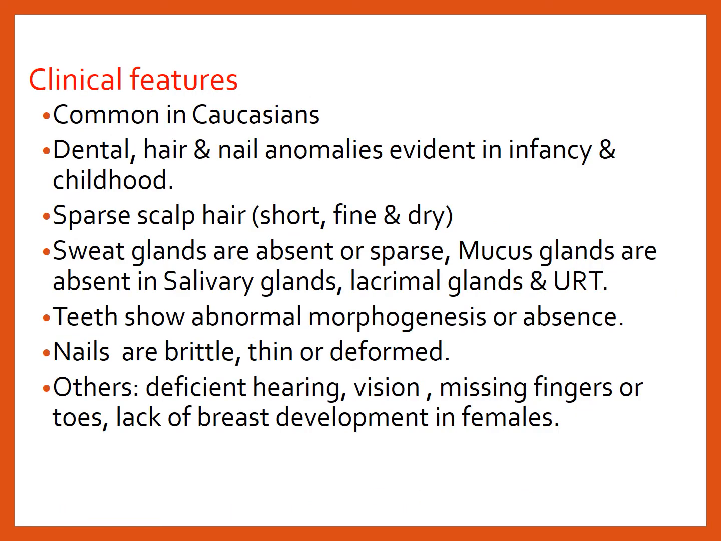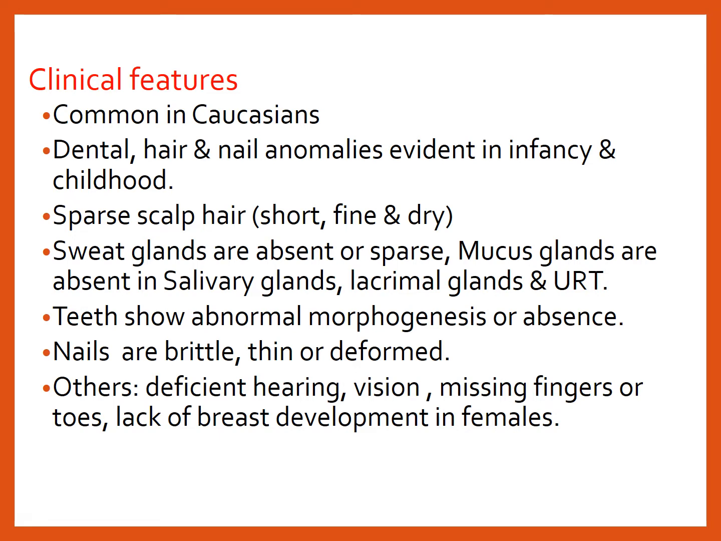The clinical features are generally common in Caucasians. Dental, hair and nail anomalies are evident in infancy and childhood. As you understand, all of these are ectodermal derivatives. A sparse scalp hair, which is short, fine, and dry. Sweat glands are absent or sparse. Mucus glands are absent in the salivary glands and lacrimal glands, as well as the upper respiratory tract.